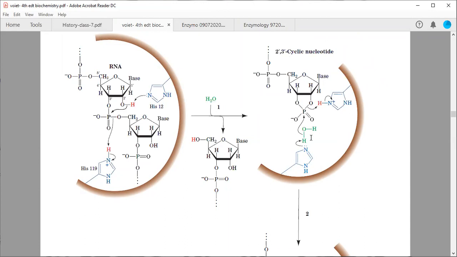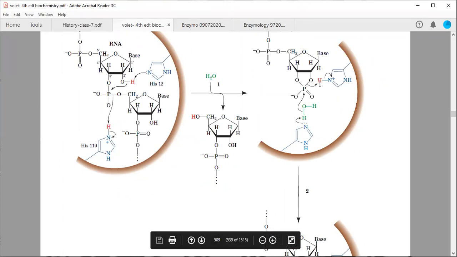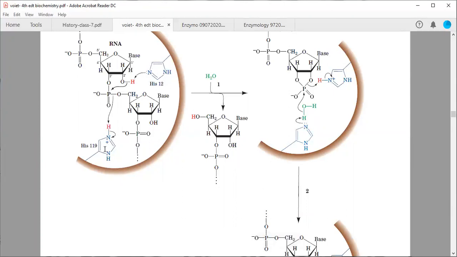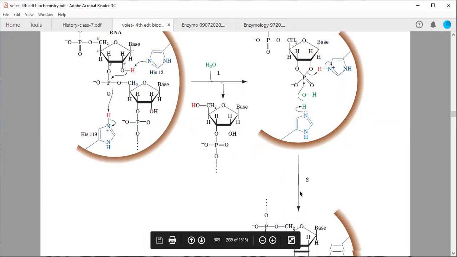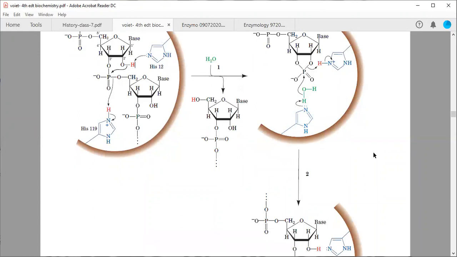So this water molecule, this is green color, so the green color atoms will be given. This is the last step, the second step. In the first step, the 12th number histidine acts like a base, and this works like an acid. In the second step, it is reversed: this works like a base and this works like an acid.